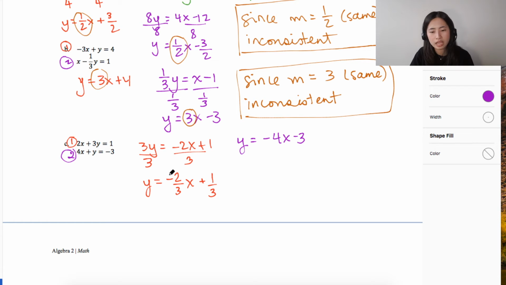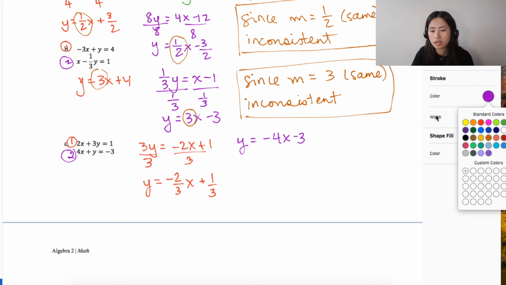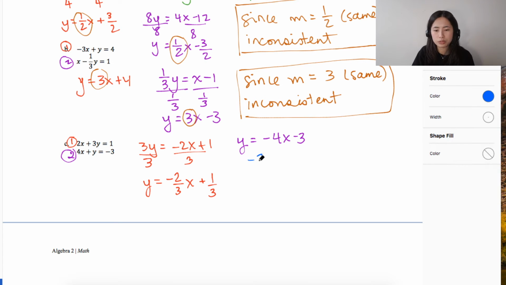So if we equate negative 2 over 3x plus 1 over 3 to negative 4x minus 3, we can solve for x first, because we know that y is equal to y. So that would be in blue. So negative 2 over 3x plus 1 over 3, I'm equating this to negative 4x minus 3, right? I'm solving for x. So once we have this negative 4x, we can move this to the opposite side. So we get 4 minus 2 over 3, and that's equal to 10 over 3x. And this is equal to negative 3 minus 1/3.